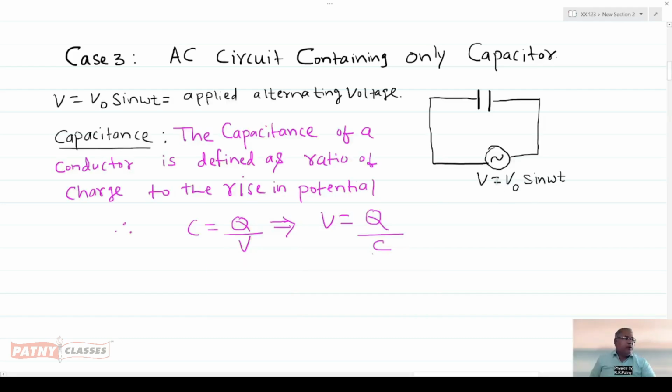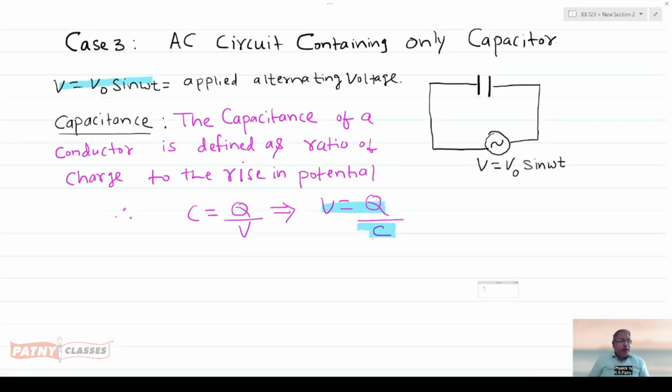Now let V equals V naught sin omega t be the alternating voltage applied across the capacitor. The capacitance of the capacitor is C. What is the capacitance? It is the ratio of charge to the rise in potential. Therefore, we get V equals Q upon C. So we have two equations now. One is V equals V naught sin omega t. Another is V equals Q upon C.